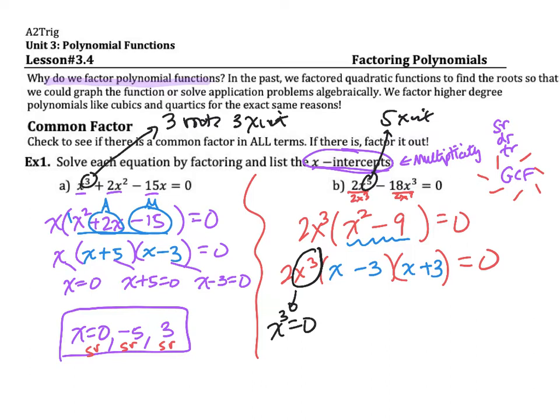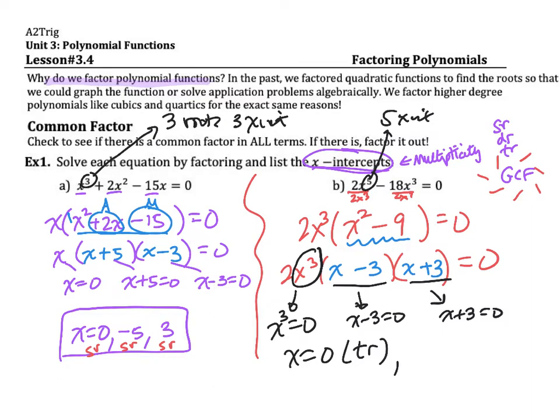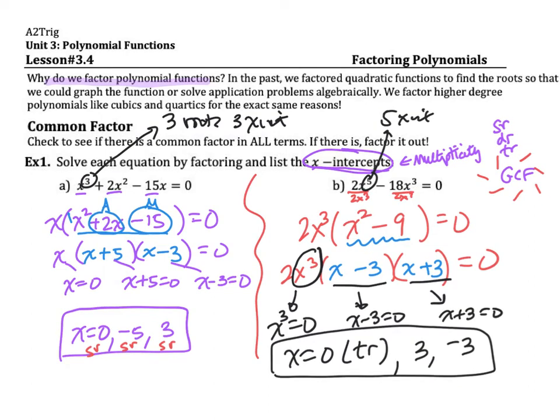Either x cubed equals 0, or x minus 3 equals 0, or x plus 3 equals 0. Because x cubed is equal to 0, what's the only number that you can multiply by itself 3 times to get 0? That's just 0. So 0 is a triple root. It accounts for 3 of those solutions or roots. Then another root, a single root, is 3, and a single root is negative 3. I'm not going to put the SR there because it's assumed that if we write nothing, then it's just a single root. All right, moving on.